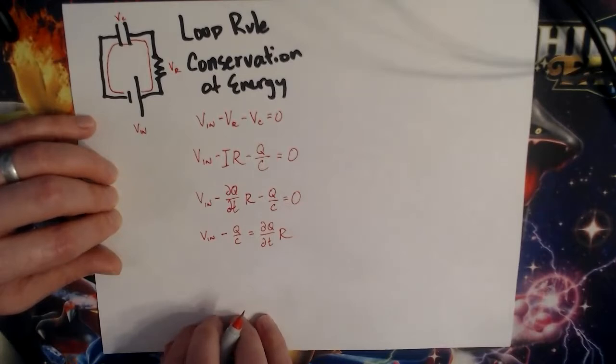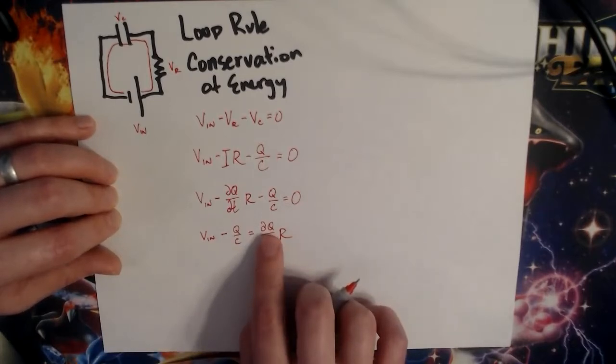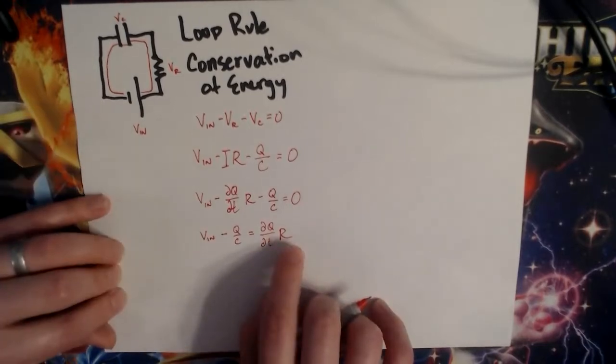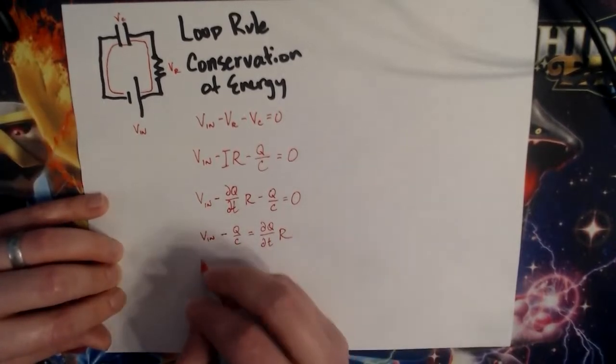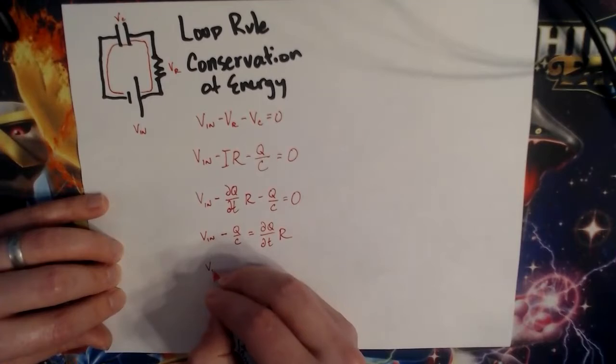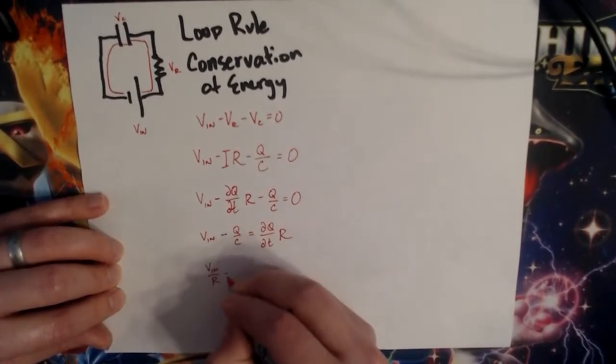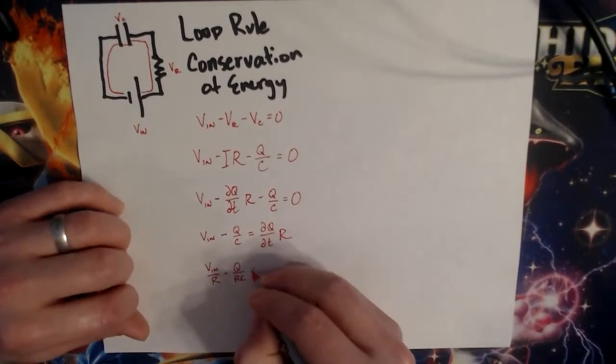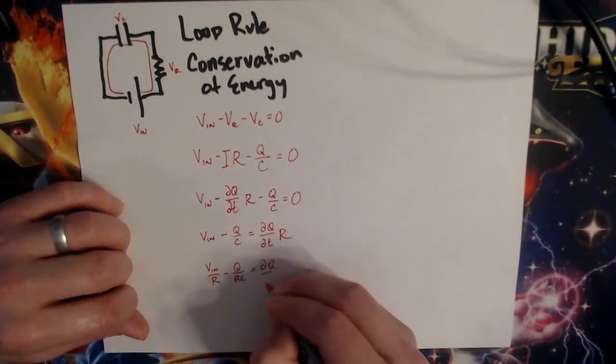What I need to do then is isolate the dq all the way, so I'm going to divide both sides by R. When I divide both sides by R, I get V input over R minus Q over RC, that's important to me, equals dq dt. There's a bunch of algebra right here.